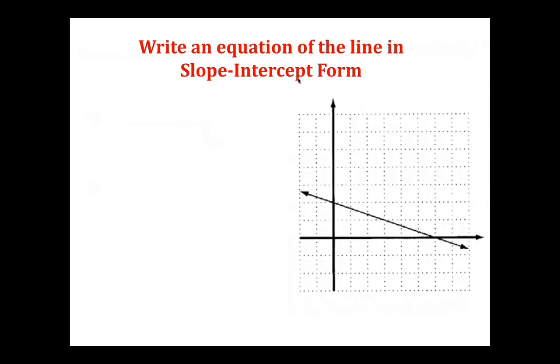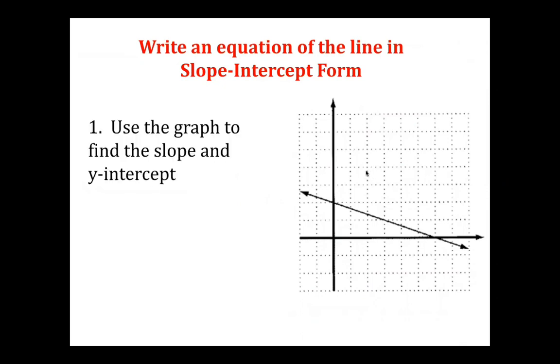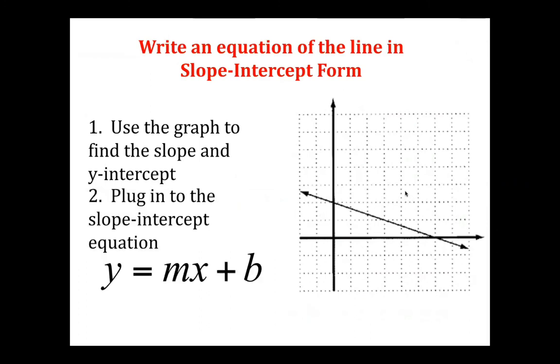So let's take this for example. We're going to write an equation of the line in slope-intercept form. I'm going to first use the graph to find the slope and y-intercept. And then I'm going to plug those into the slope-intercept equation, which is y equals mx plus b. So for the slope, I'll go ahead and first find two solid points where you can clearly distinguish their value. So for example, here it's exactly on this point. And then we can go ahead and do this point, which is exactly there.